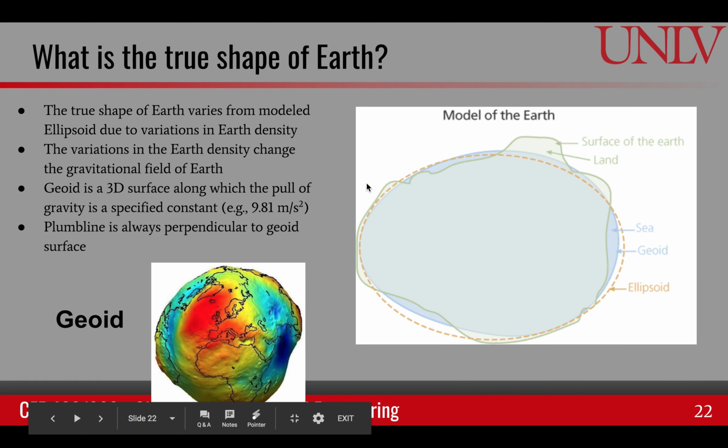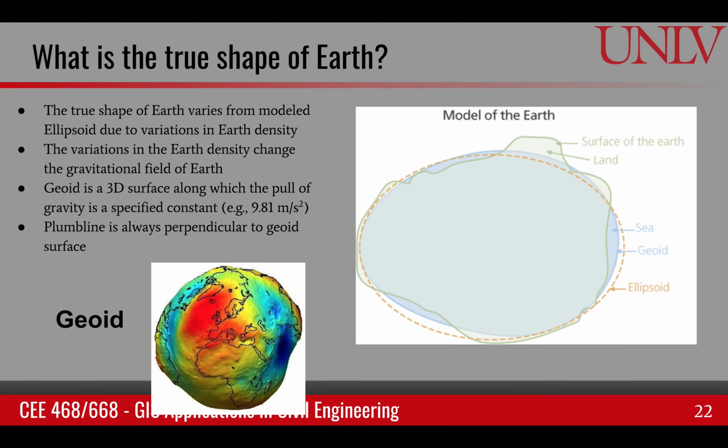So with that idea, the question arises, what is the true shape of the Earth? And we probably will never be able to model it exactly. The only way to actually have it is exactly mapped, which is also not very easy to do. So the other idea that comes about the shape of the Earth is the idea of geoid.